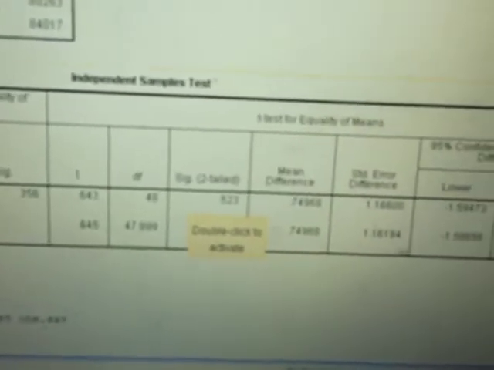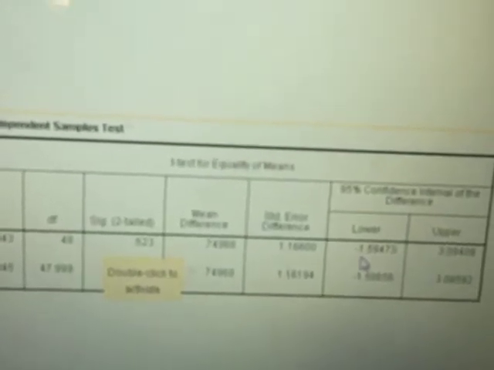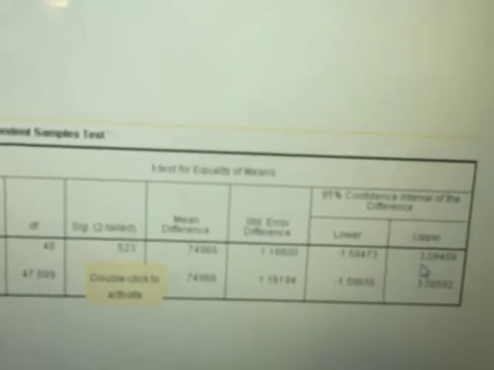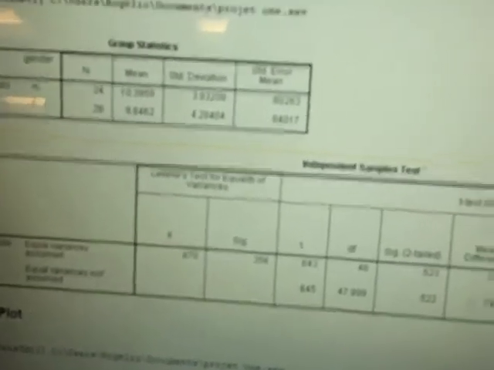And last of all is our 95% confidence interval. We have negative 1.59 to about 3.09. And the alpha level that we used for our topic was 0.05. And now we'd like to go to Kevin for the conclusion of our results.